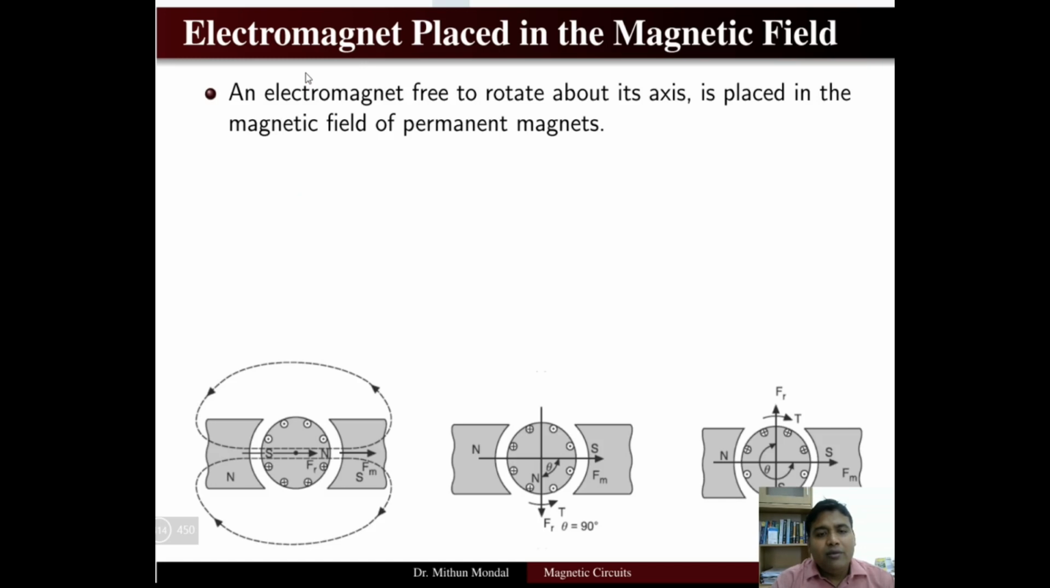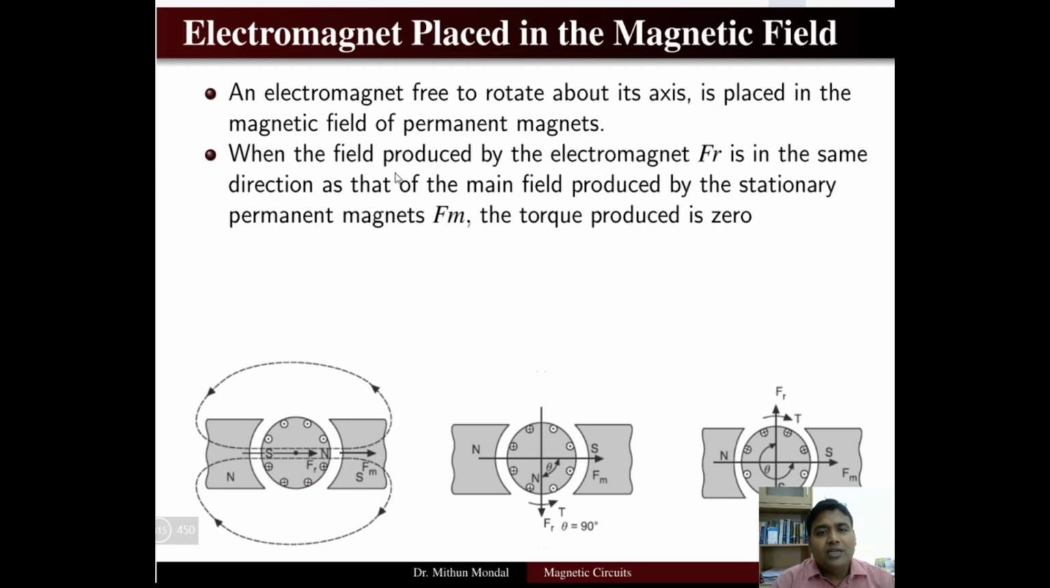So electromagnet will be placed in the magnetic field. So you can see that you have a permanent magnet north south pole which is creating a field FM, and you have a shaft or an electromagnet which is placed in the field, and the electromagnet is free to rotate about its axis, placed in the magnetic field of the permanent magnet for different values. So when the field FR produced by the electromagnet is in the same direction as that of the main field produced by the stationary magnet, then the torque is zero.